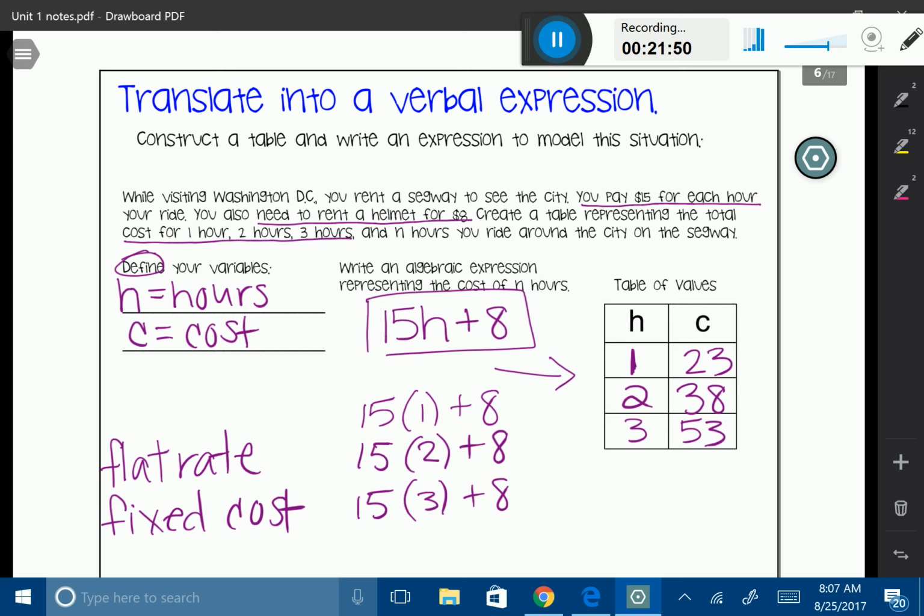All right, so we are finished translating expressions, and feel free to go back to this video and pause it and use it as much as you like to help you review the concept.